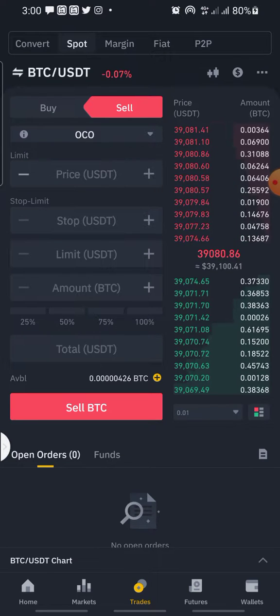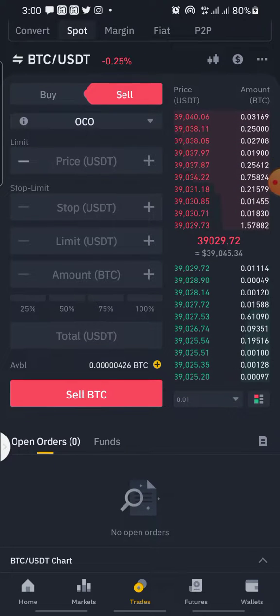In OCO, once you hit your take profit, the other order will cancel automatically. Let's say the market is going in your favor, then when it hits your take profit, it will cancel the other order. But if it goes against you and hits your stop loss, it will also cancel your take profit. So one order will cancel the other order automatically. So that is this OCO order. That is just an example. It's a combination of the stop limit order and a limit order.